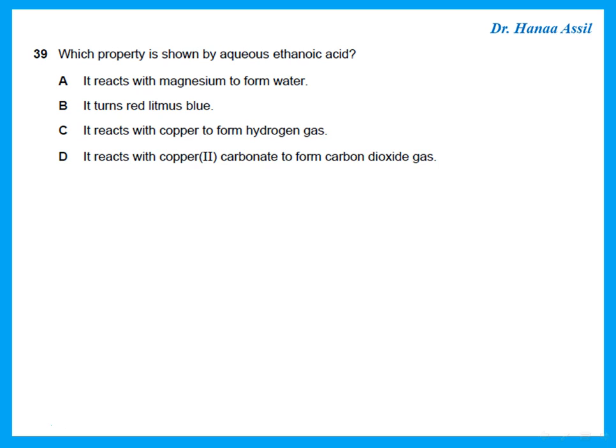Which property is shown by aqueous ethanoic acid? So he's talking about an acid. It reacts with magnesium to form water. No, any acid reacts with a metal to form hydrogen. It turns red litmus to blue. No, any acid turns blue litmus to red. It reacts with copper to form hydrogen gas. First of all, remember, copper does not react with acids because copper is below hydrogen in the electrochemical series. It reacts with carbonates to form carbon dioxide gas. Yes, that is correct. Any acid will react with carbonate to form carbon dioxide gas.